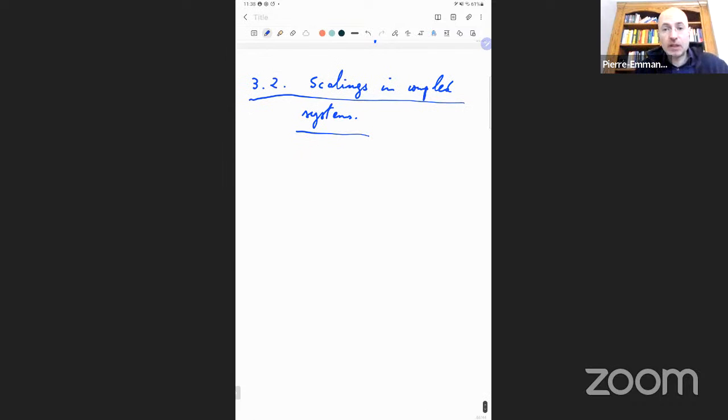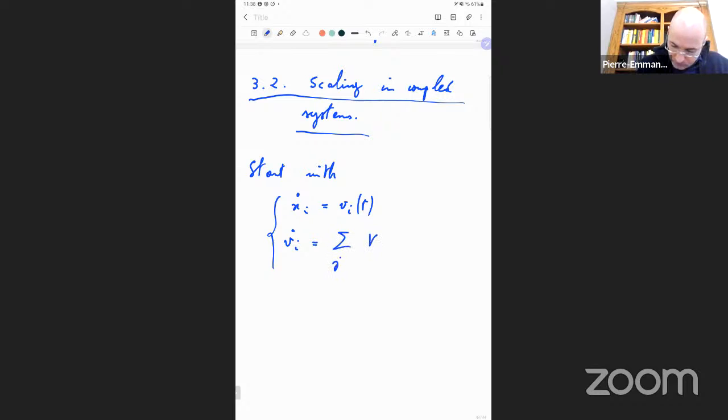Okay. Let me go back to our second order Newtonian dynamics to give you an example of how we scale. Scaling, how we scale a system. Right. So we start with this. And I'm going to write it down in a somewhat abstract way, like that. And we have initial conditions.